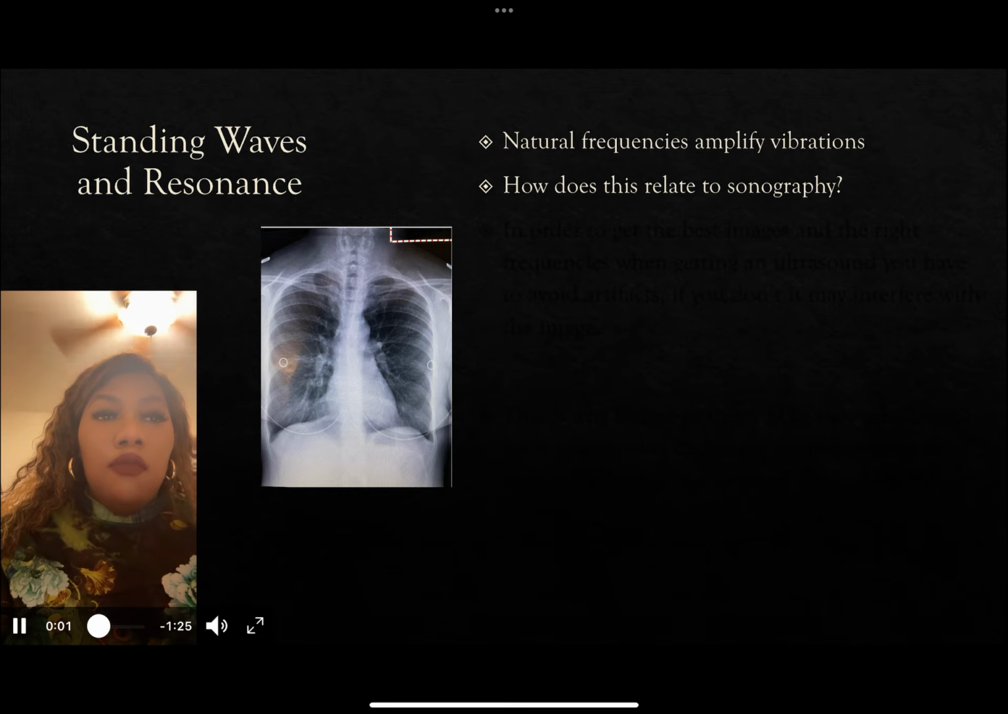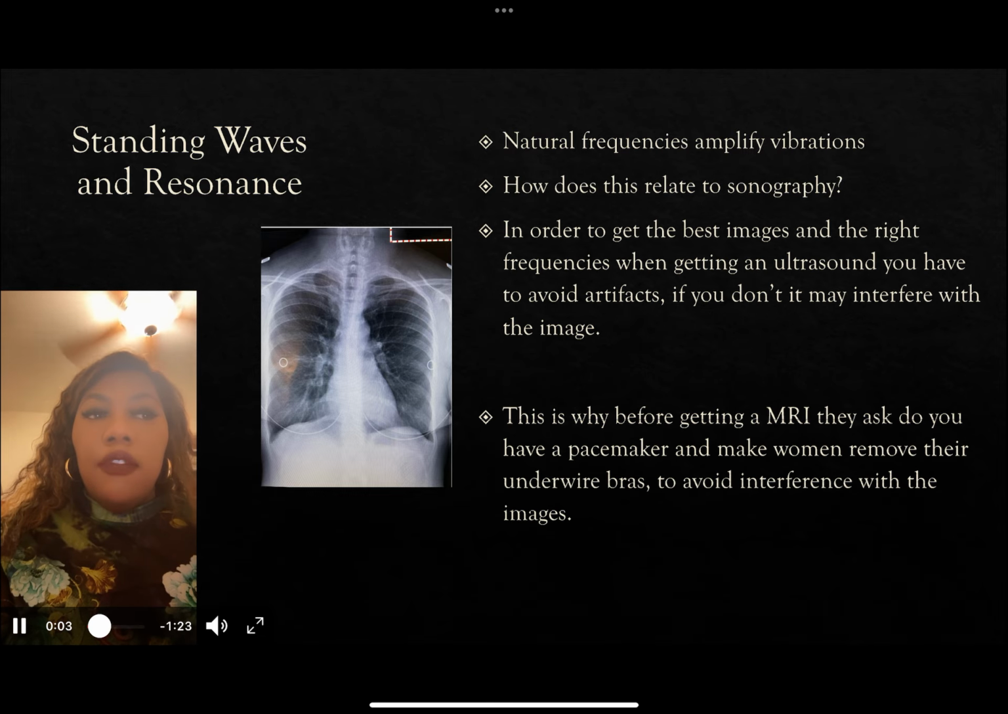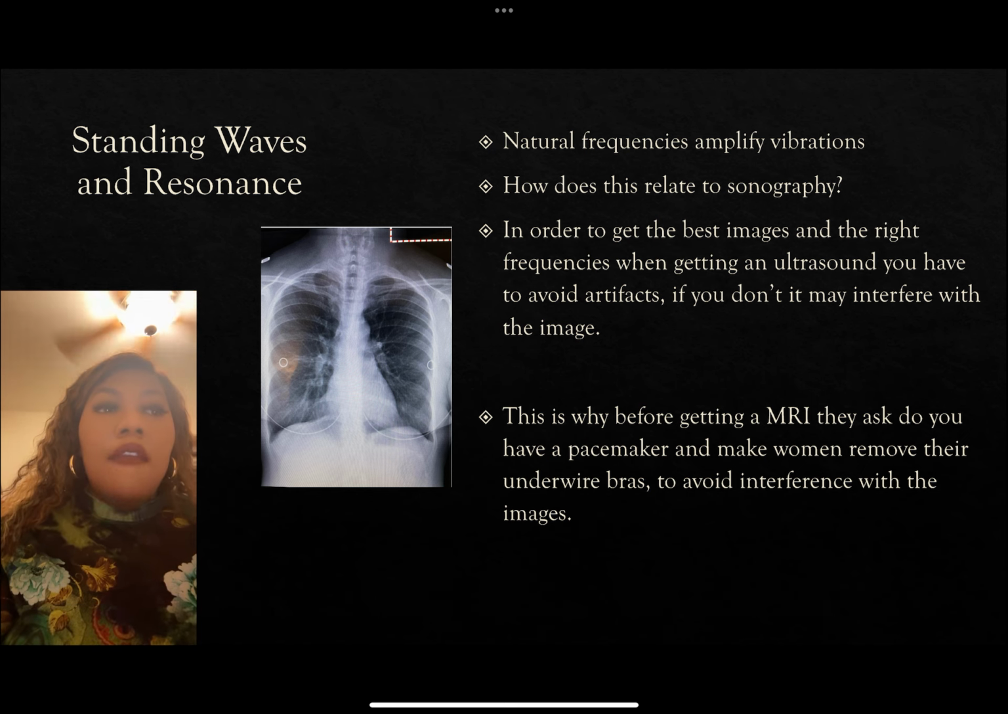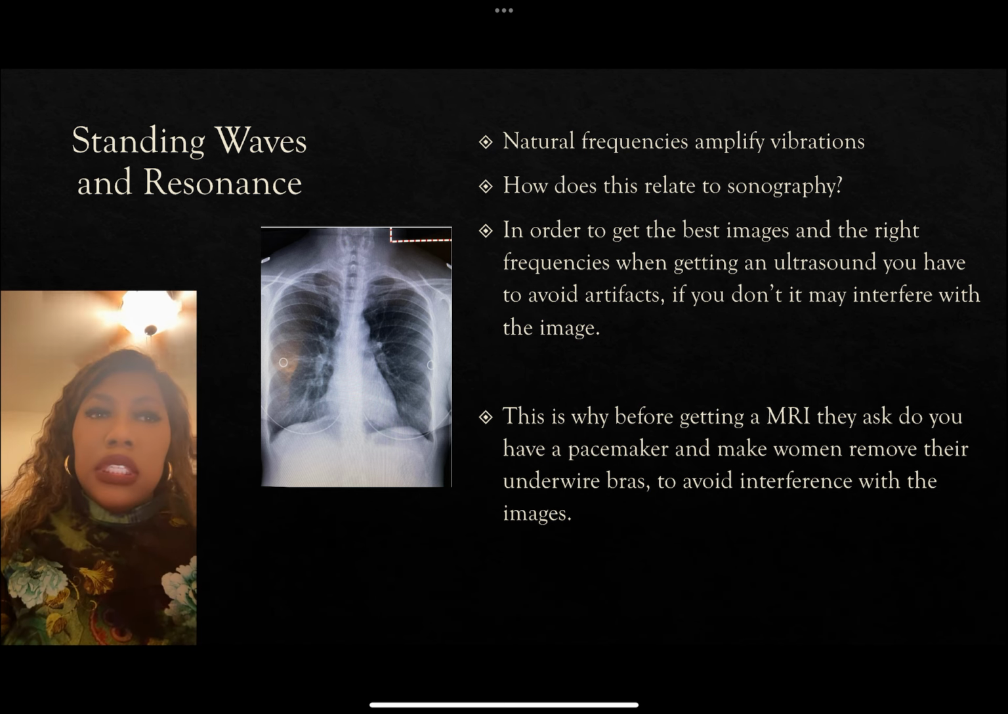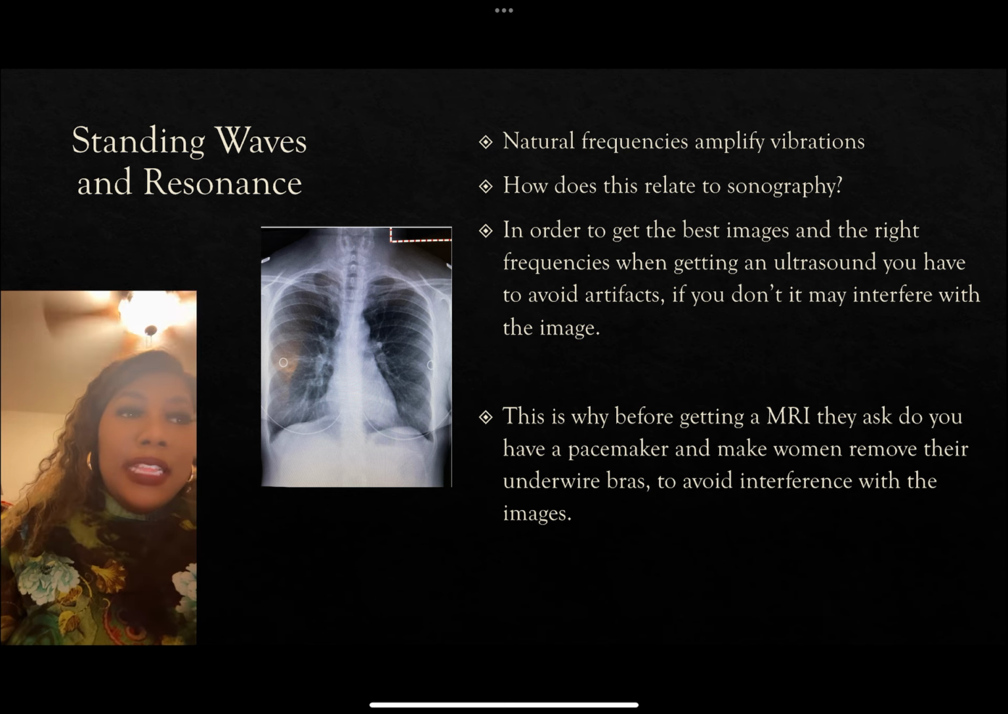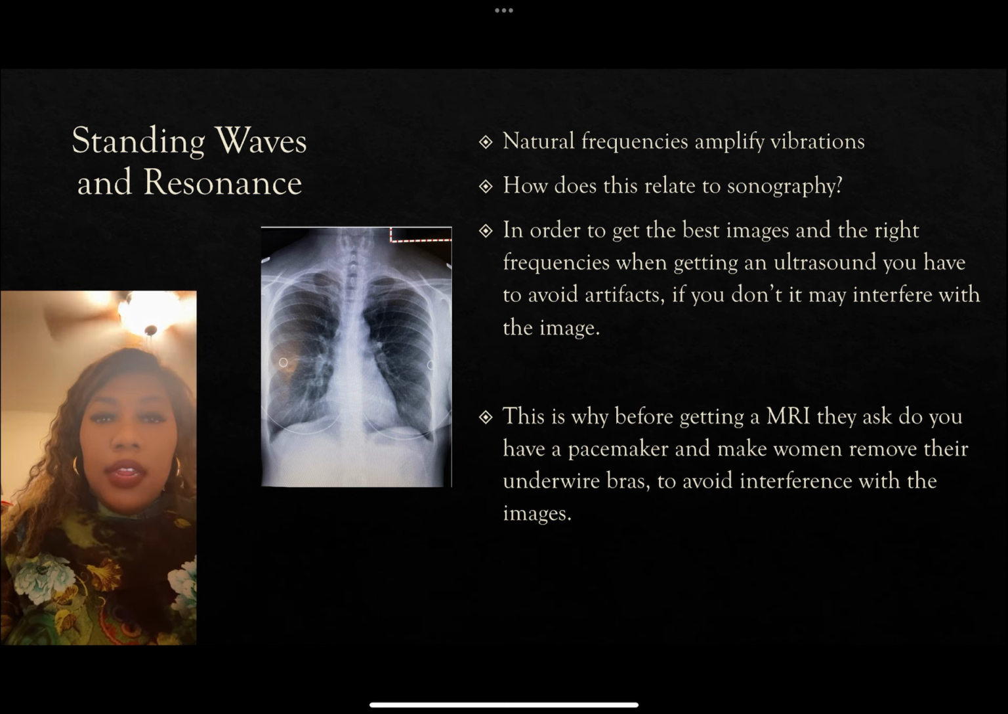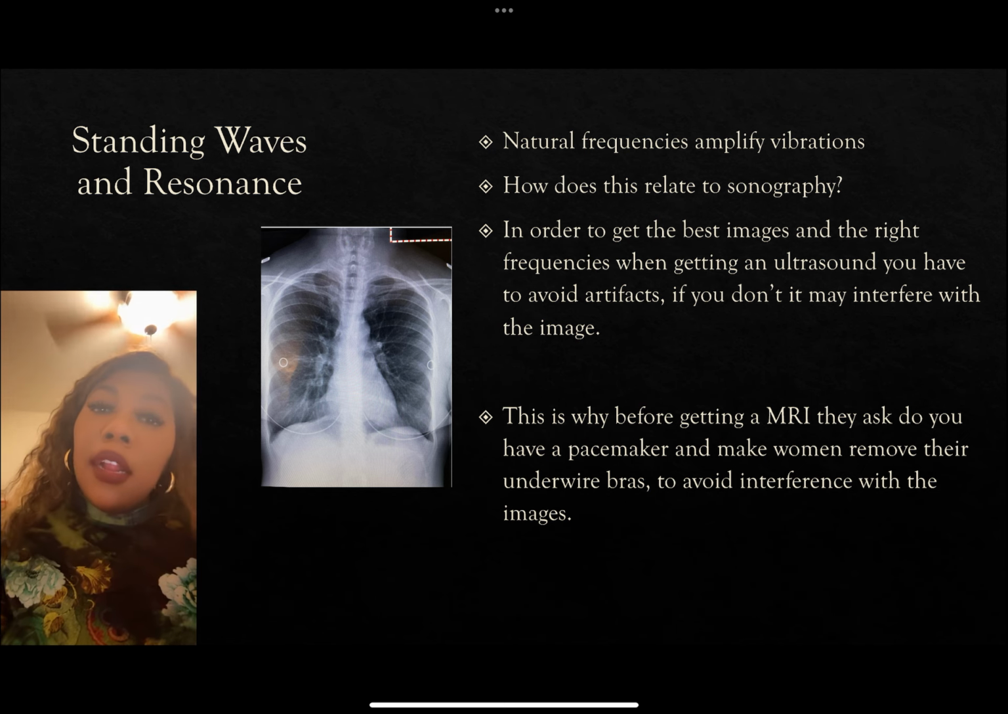Standing waves and resonance. Natural frequencies amplify vibrations. How does this relate to sonography? In order to get the best images and the right frequencies when getting an ultrasound, you have to avoid artifacts. If you don't, it may interfere with the image. Common artifacts that you will hear about when it comes to imaging include something like a pacemaker.